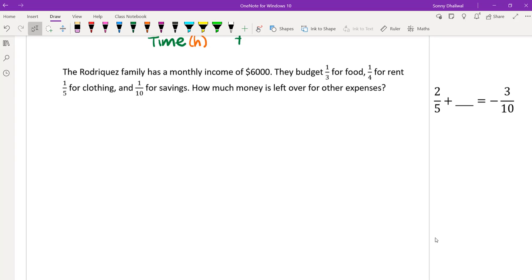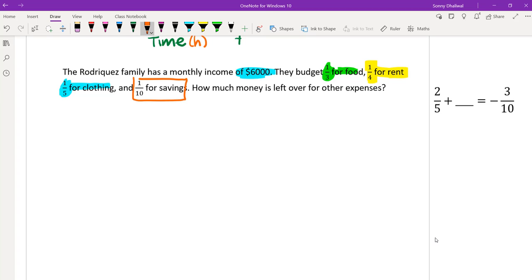Okay, we have the Rodriguez family who has a monthly income of $6,000. They budget 1/3 of their income for food, and they budget a quarter for rent. A fifth for clothing, and finally a tenth for saving. How much money is left over after they spend all the things they have to spend money on? Oh, brother, so we have to find all of the fractions.